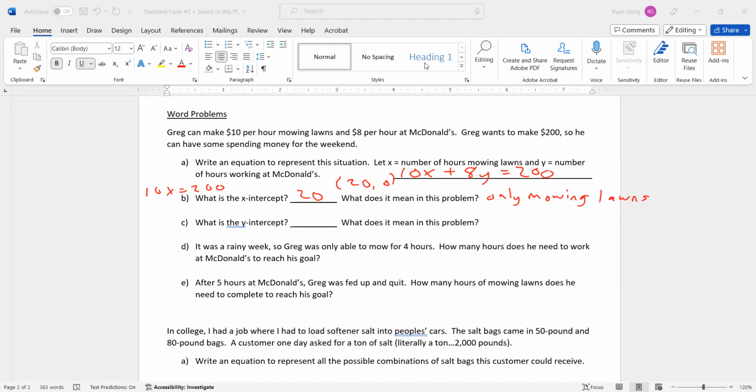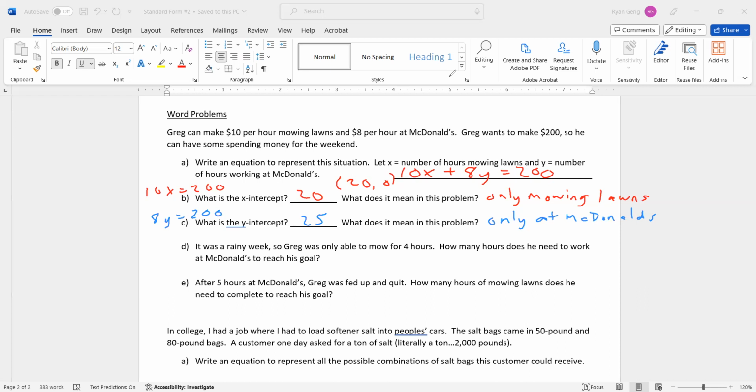You could probably guess what the y-intercept means here. Let's go ahead and figure out what it is. So cover up the x, I get 8y equals 200. Divide by 8, you get 25. That would be what he would need to do to make $200 by only working at McDonald's. Okay, so those were a couple of situations, now using the equation.